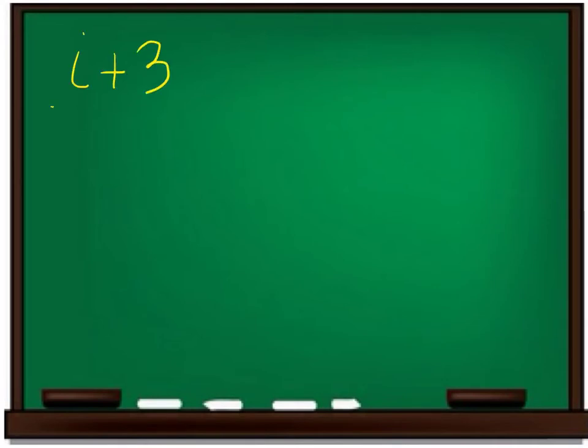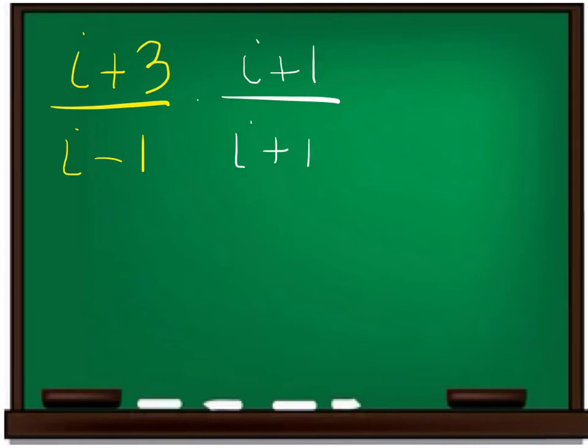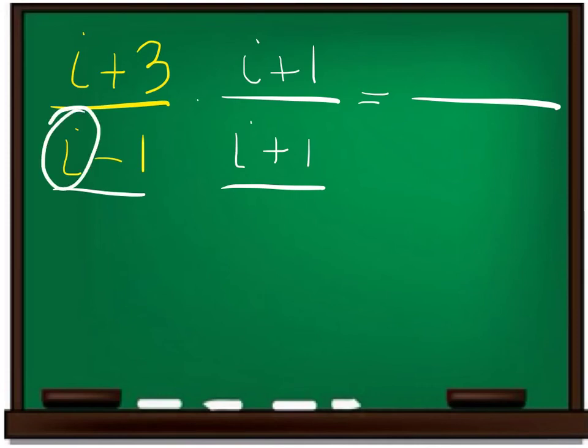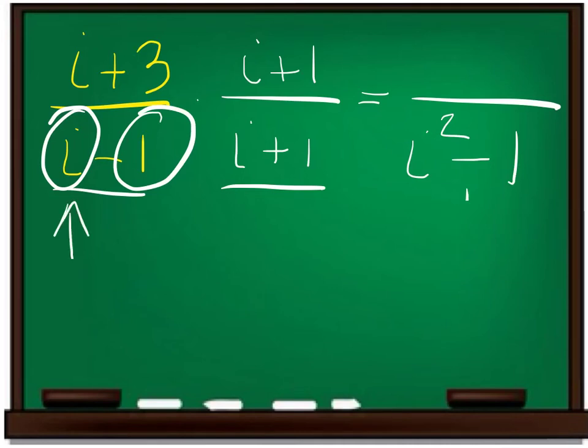I plus 3 over I minus 1. Do you remember what you have to do for that? Yeah, whatever's on the bottom, change the sign and multiply the top and the bottom by that. How do I multiply these two together? Square that to get I squared. You always square this one, put a minus sign, and then square this one.